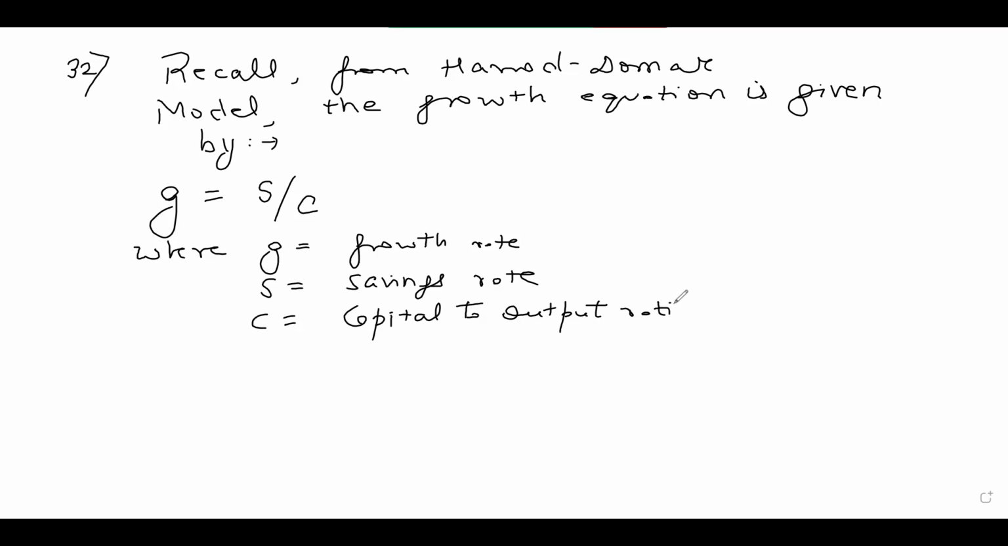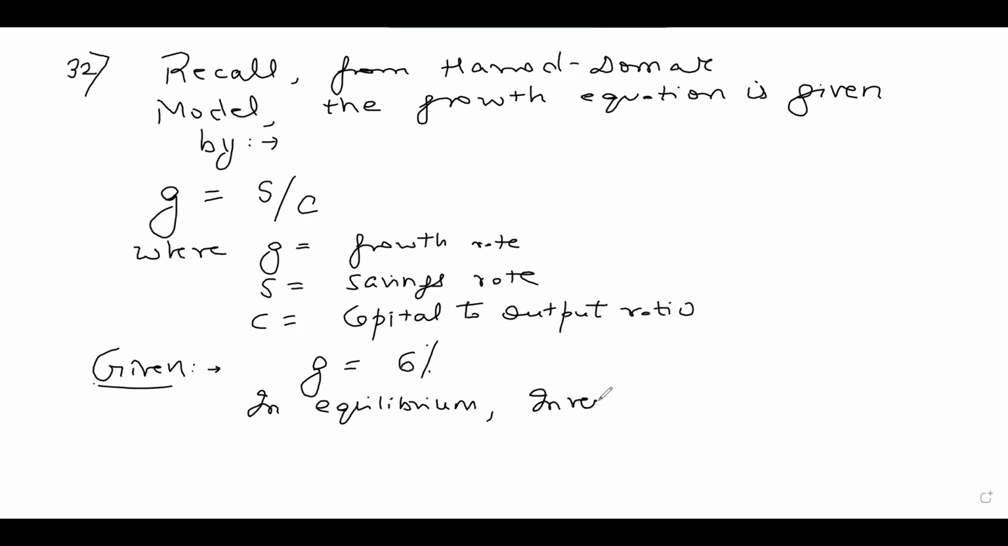C denotes the capital to output ratio. Now, what all is given to us in the question? We are given that the growth rate is 6%. We are given that the investment ratio, because remember in equilibrium, investment and savings rates are equal. So I can say in equilibrium, the investment rate is exactly equal to the savings rate, which is exactly equal to given in the question as 31.2%.